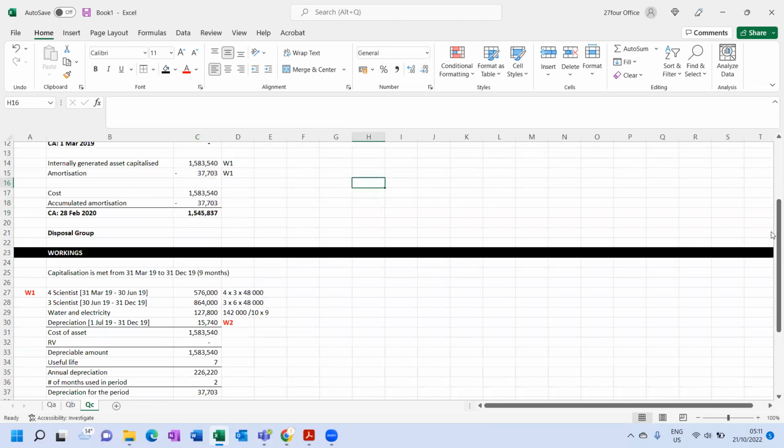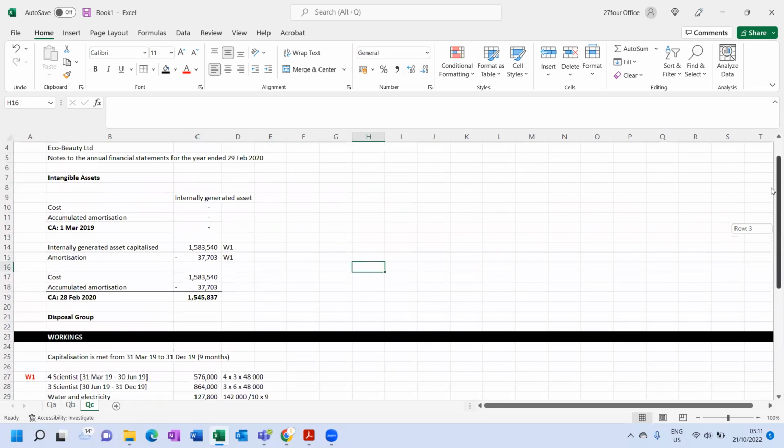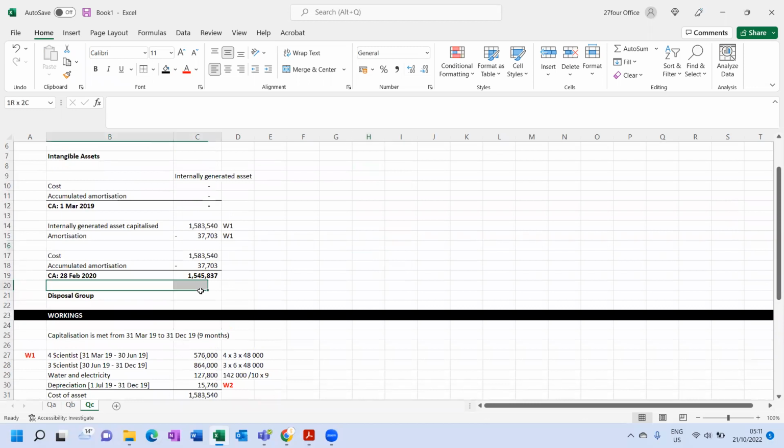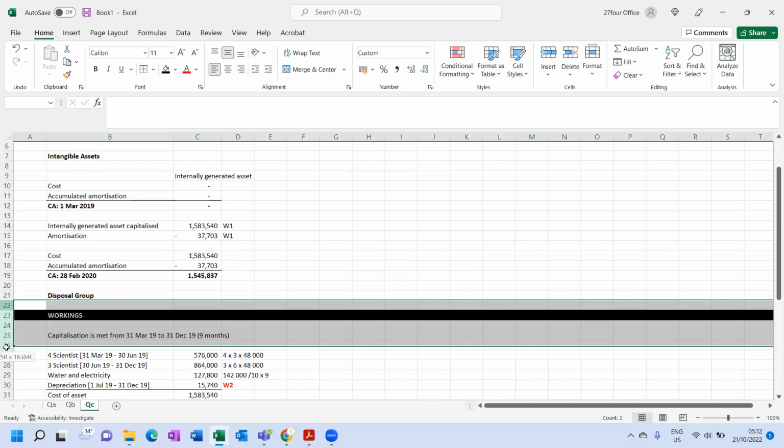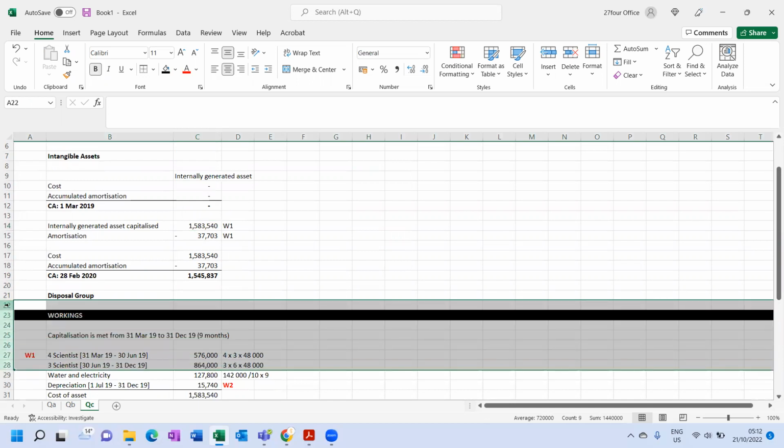So that is the cost of the asset. Okay, so you can put a note over here that the cost of the asset is that, and the remaining useful life is, so the 7 years, we use 2 months. So the remaining useful life is 6 years and 10 months, and that's it. So I'm not going to put those wording in. You can put the wording in. Similarly over here, I'm not going to put the wording in the disposal group.